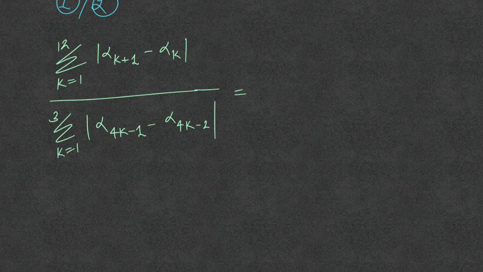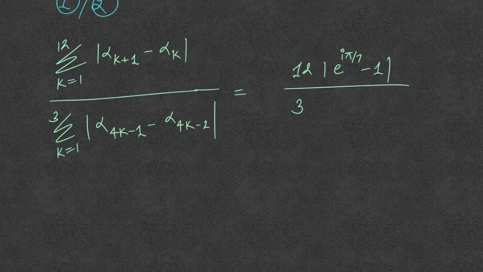Now dividing equation 1 by 2, we get 12 into mod of e to the power iota pi by 7 minus 1 divided by 3 into mod of e to the power iota pi by 7 minus 1. Here this modulus and this modulus cancel. So we get only 12 by 3, which ultimately becomes 4.